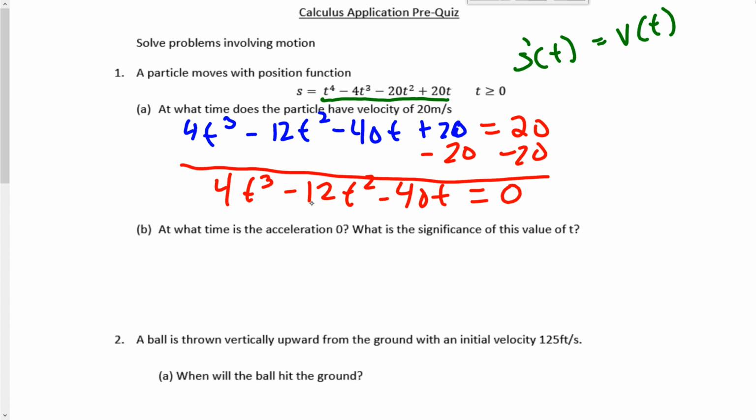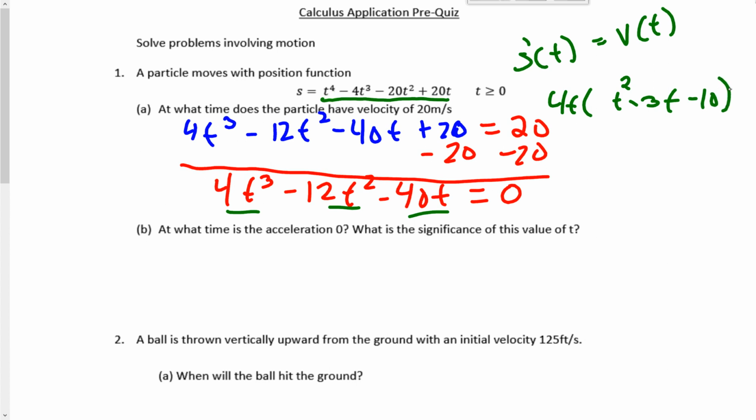But here, because we were able to subtract 20 and it goes out to 0, we can go ahead and factor out a t. So we factor out a t out of all three of these, and we get t on the outside and a 4t squared. Now it's a quadratic, so we can use quadratic formula. And actually I can take out a 4, so why don't I take out 4t? It's a little easier. So how about t squared minus 3t minus 10.